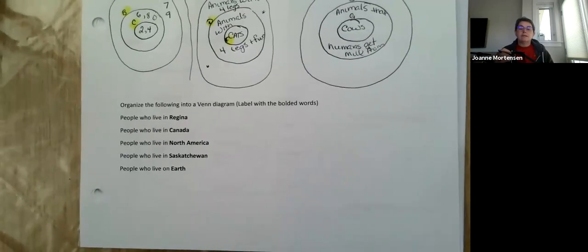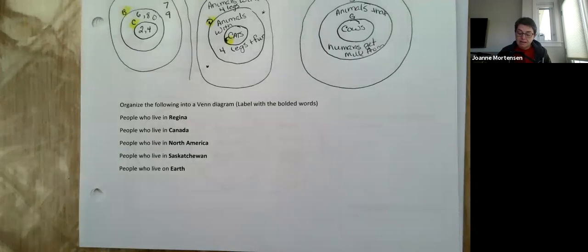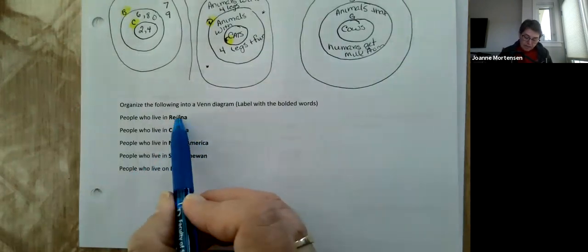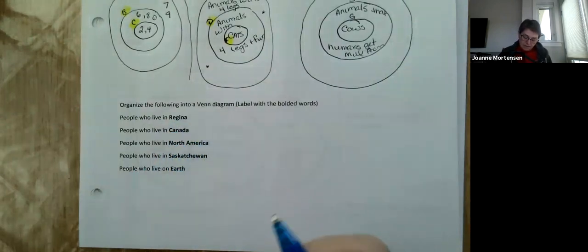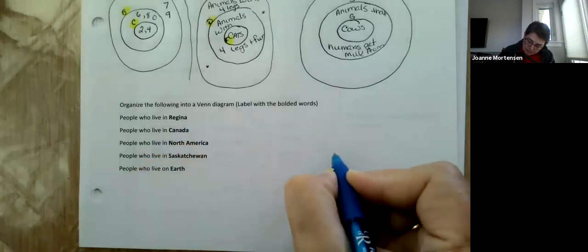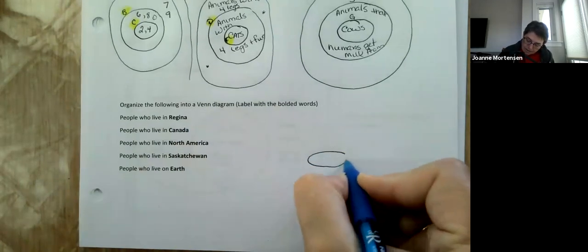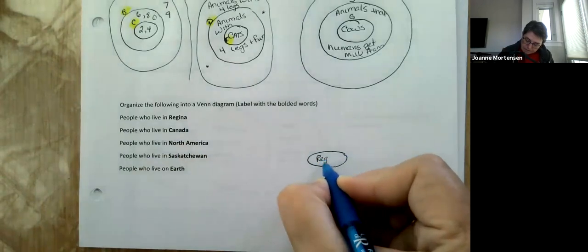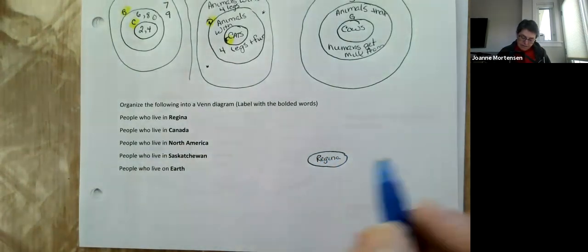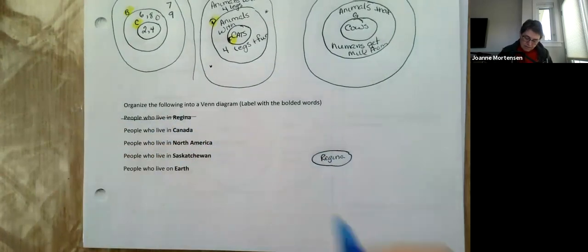Okay. So my theory, and it's only mine, is that if we start with the smallest group, the smallest group is going to be your inside circle, and then it just gets broader and broader from there. But look, we've got Regina, Canada, North America, Saskatchewan, and Earth. So my smallest one is going to be Regina. All right, so that one's gone.